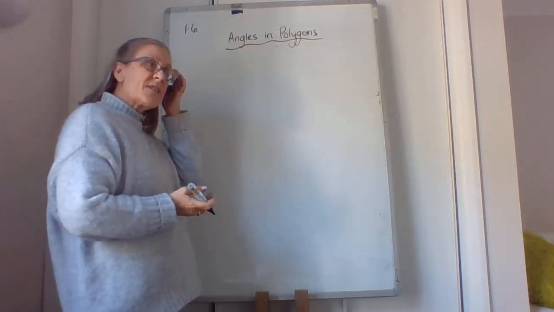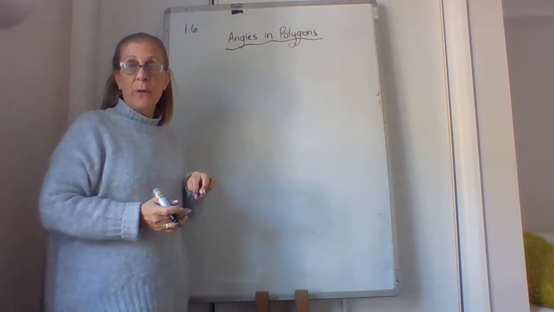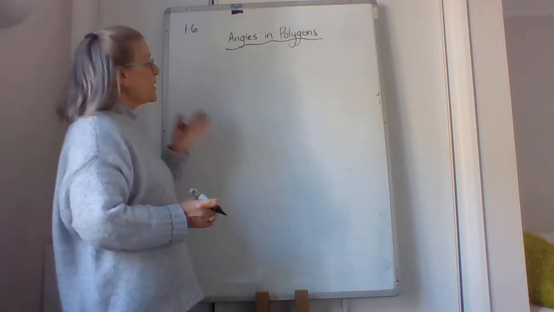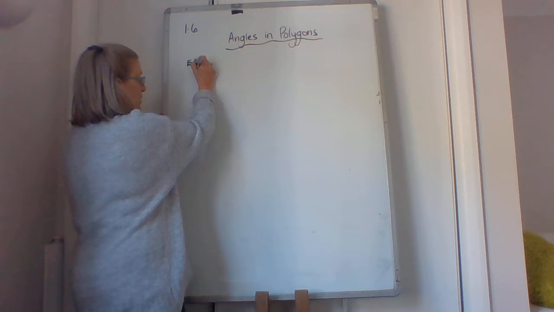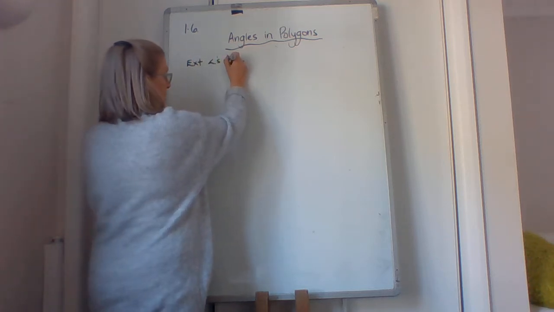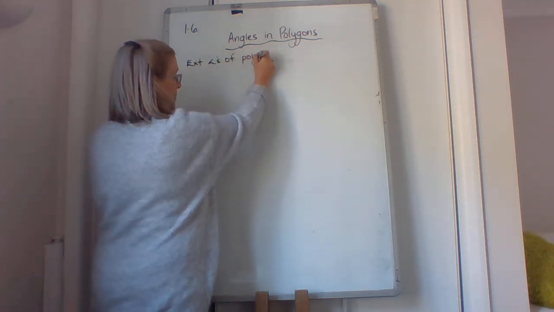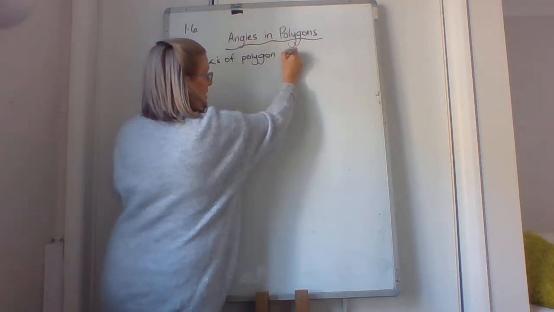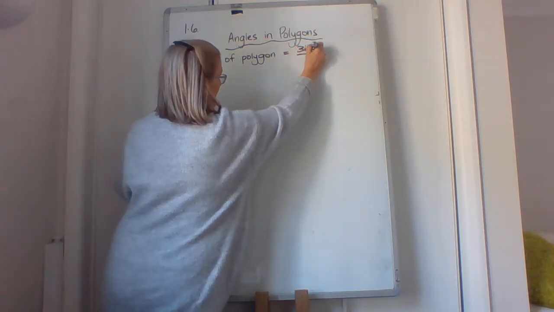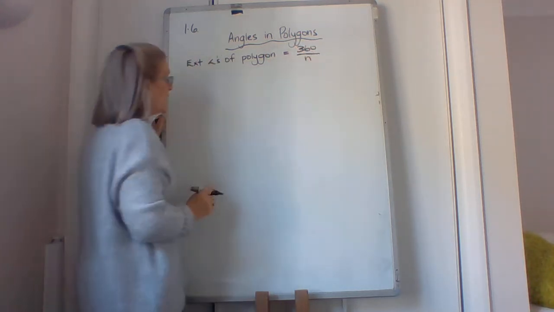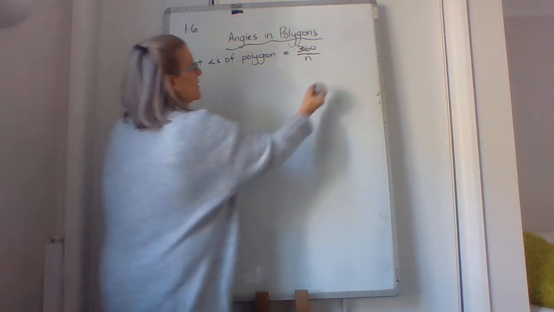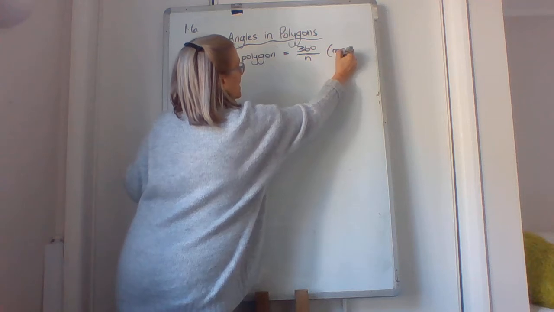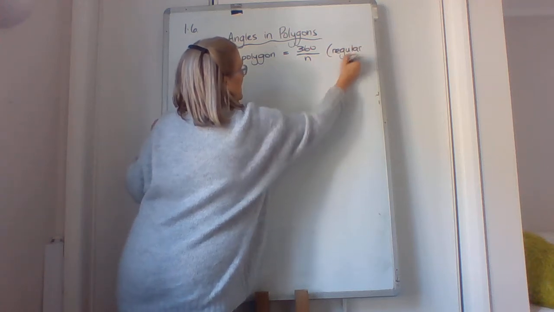So there's two rules here. One is the interior angles of a polygon and one is the exterior. We're going to do exterior first because it's the easiest. So exterior angles of a polygon have a formula that they're equal to 360 divided by n if it is a regular polygon. So that means that they have to be all the same. All the angles are equal.